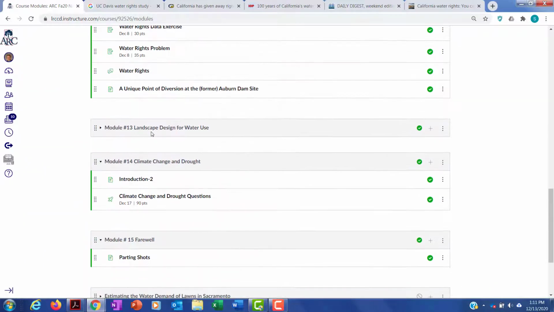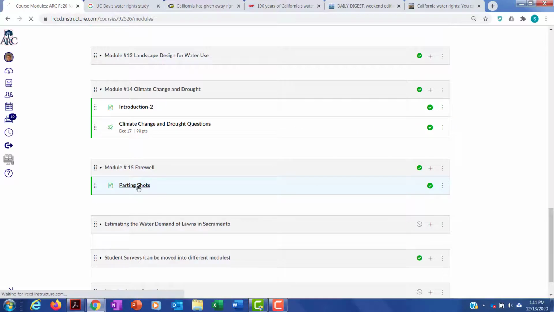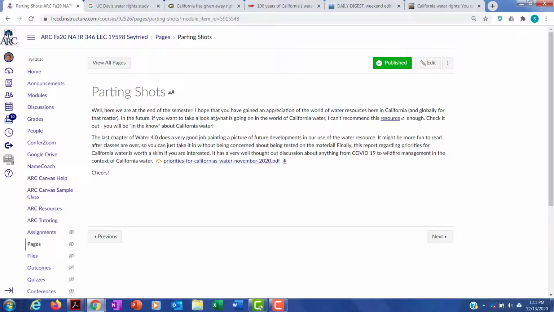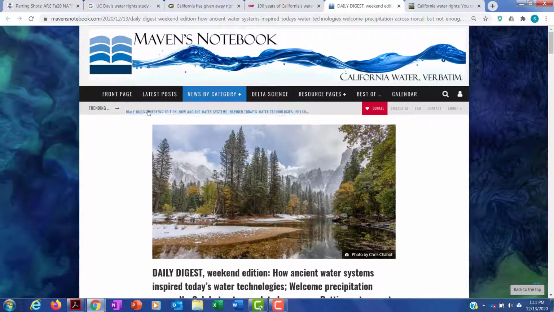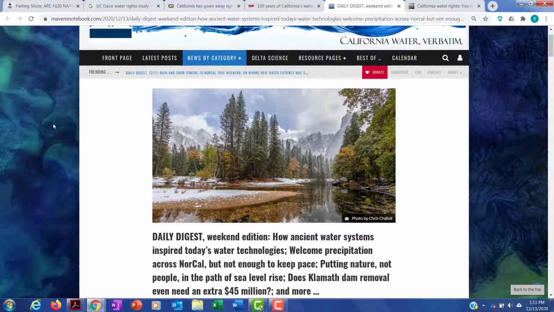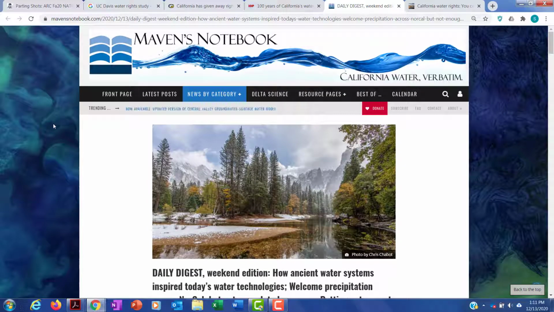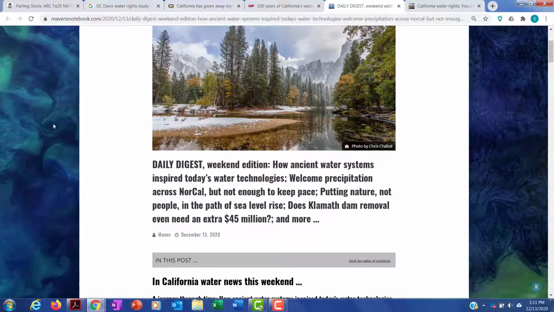The last module here, I just have a few resources that I want to discuss with you briefly. There's a couple of blogs going forward. If you're interested in keeping track of California water and what's going on in the world of water, there's 2 resources. One is called Maven's Notebook, and there's a link to that in the Parting Shots. It's just a blog that has been around for quite a long time, and I don't know how Chris Maven does it, but daily, she's won awards for this in the world of journalism.